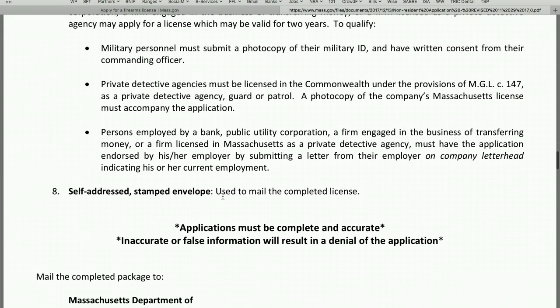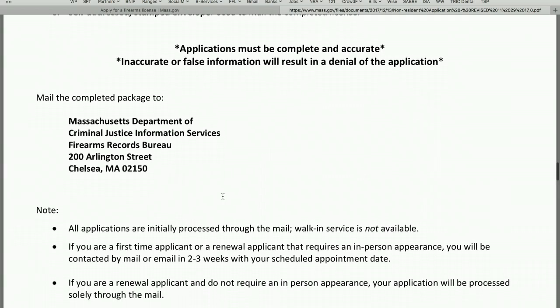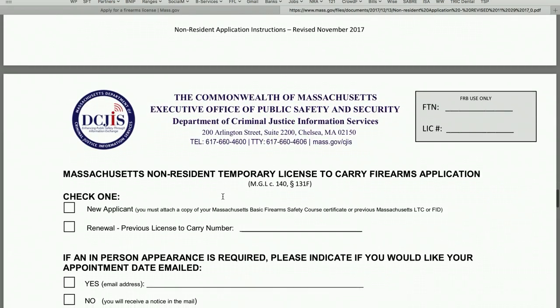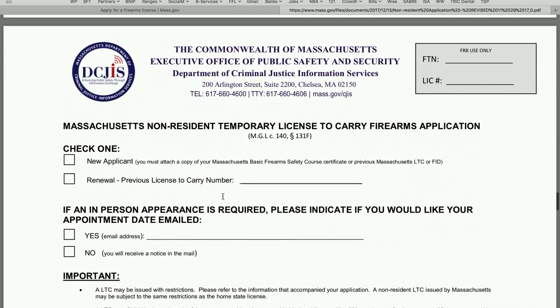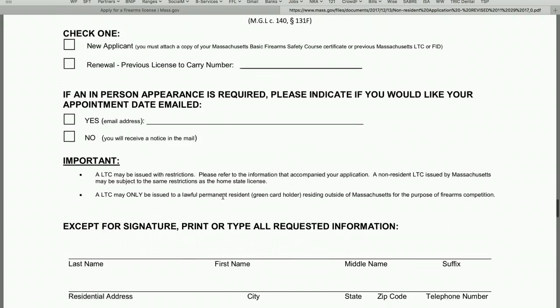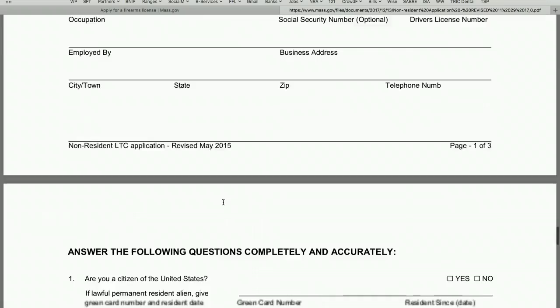This video I think is already way too long. So yeah, that's the Massachusetts LTC application and FID card for anybody who was interested in learning more about that.